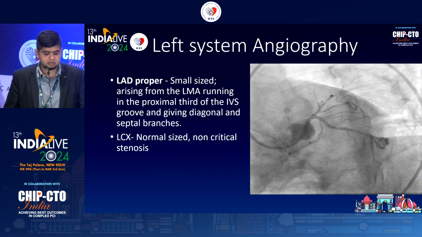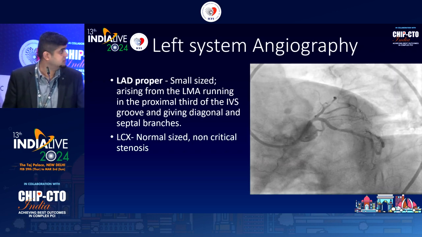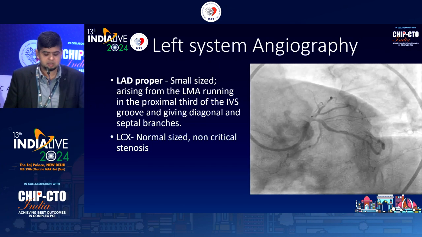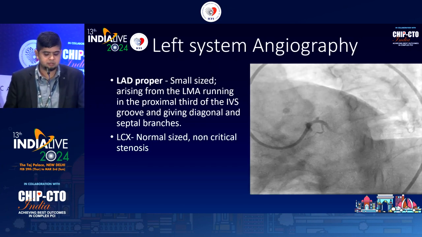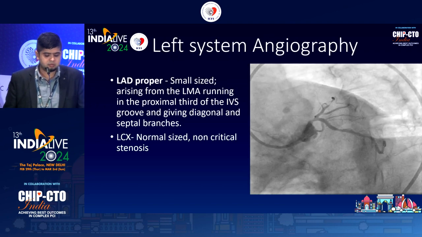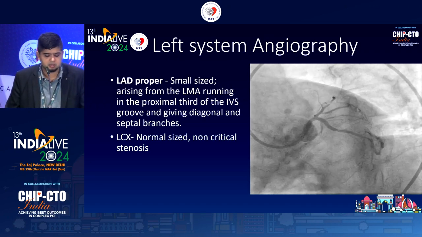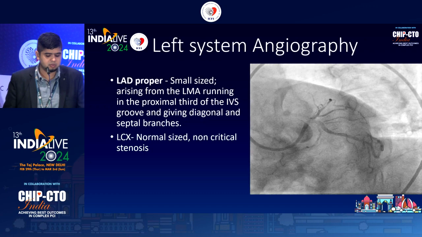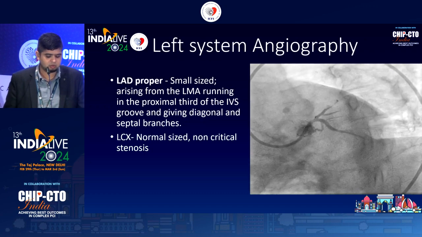Left system angiography was done through the femoral route, which showed the LCX. As you can see here, there was a non-significant change in the LCX. And the LAD proper, which arose from the left main, was of comparatively small caliber. It was giving off septal and diagonal branches, but it seemed to have just halted in its course after about the proximal third.